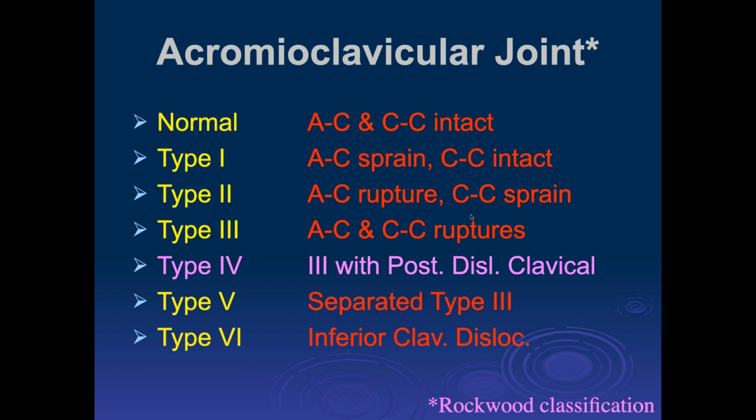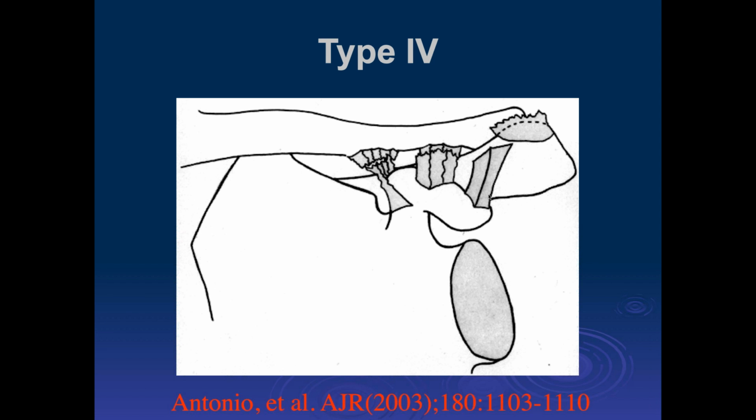And then there's type 4, which is a posterior displacement, which we can see here. So normally the clavicle would come up here and articulate anteriorly with the acromion, and here the clavicle has been posteriorly displaced with tears of the AC capsule as well as the CC ligaments. And this is a surgical case.